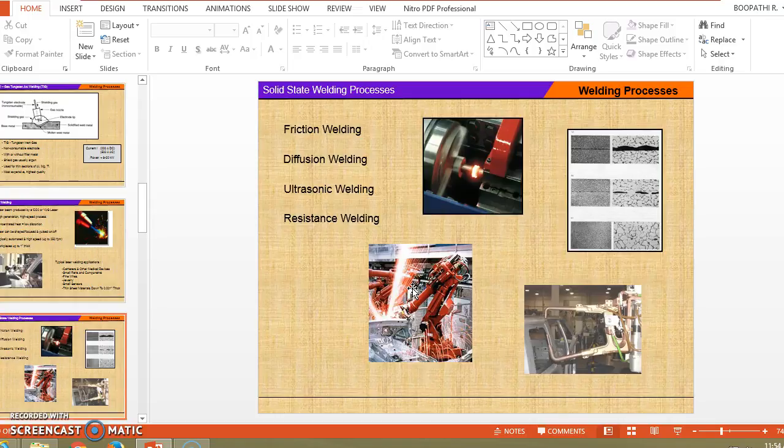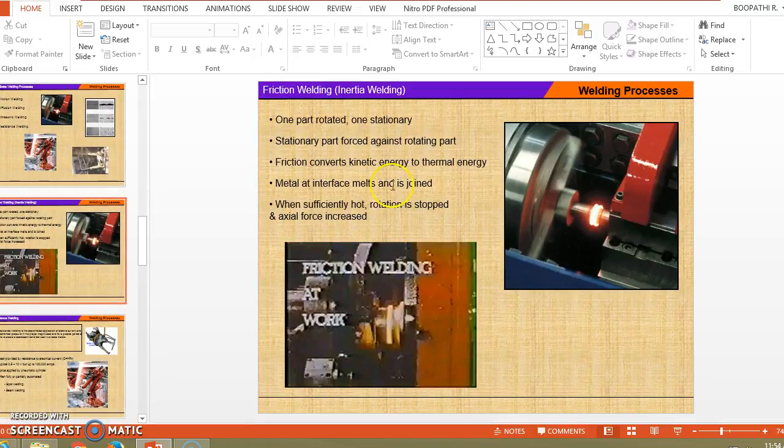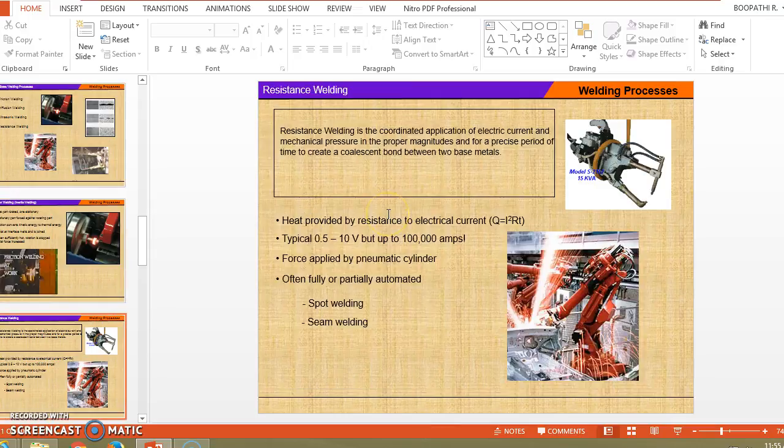Solid state welding processes: friction welding, diffusion welding, ultrasonic welding and resistance welding. Friction welding: when one part is rotated and another part is stationary, the stationary part is forced against the rotating part. Friction converts kinetic energy into thermal energy. Metal at the interface melts and is joined. When sufficiently heated, rotation is stopped and axial force is increased.